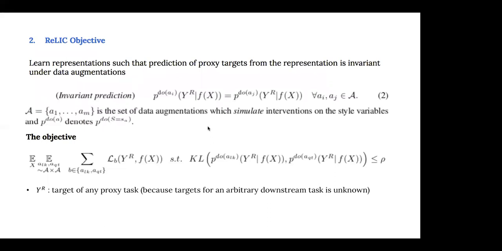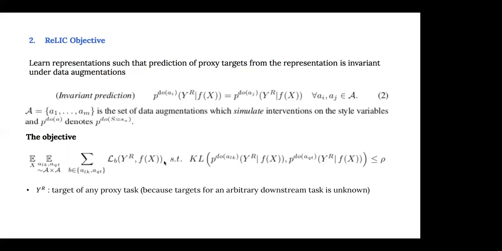The second is the objective. Basically, we have a set of data augmentations, and then they simulate interventions through data augmentations. And so this is the invariant prediction, the invariant distribution that they want to learn. So basically these two are the same, but the change is in the intervention over here, which means that under different data augmentations, we wish to have this conditional distribution invariant.